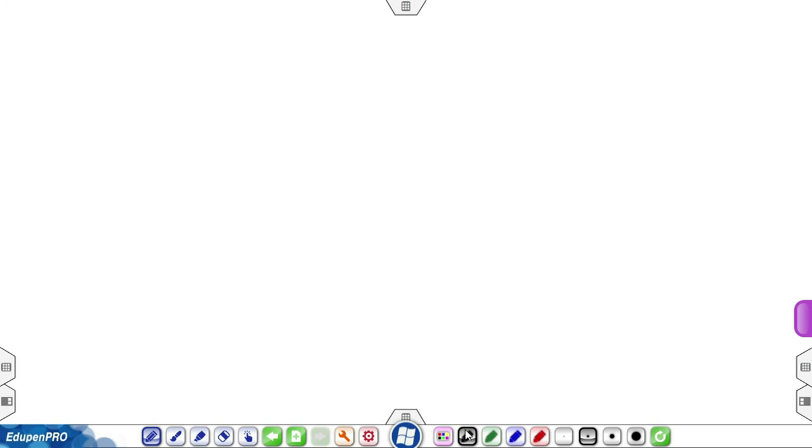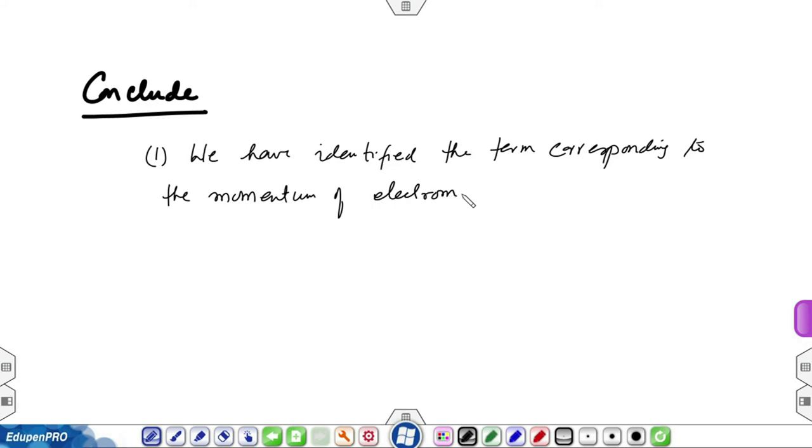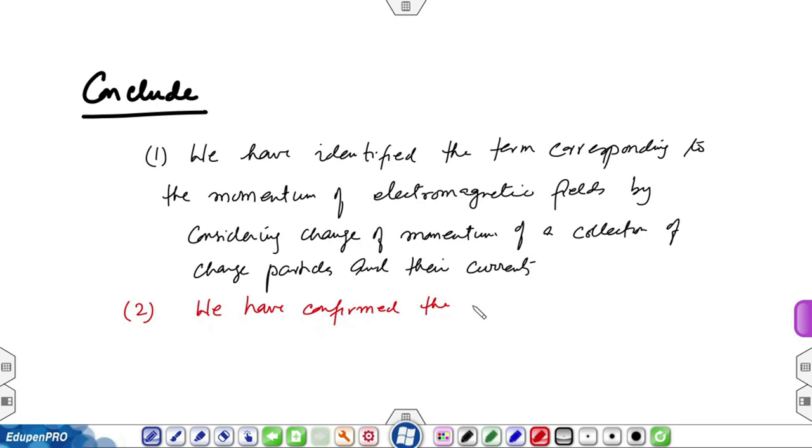So, let me now conclude this lecture by saying that, one, we have identified the term corresponding to the momentum of electromagnetic fields. Keep in mind that it has to be electromagnetic, both E and B must exist, otherwise it will be zero. We found it by considering the change of momentum of a collection of charged particles and their currents. And two, we have confirmed the equations by solving an example.